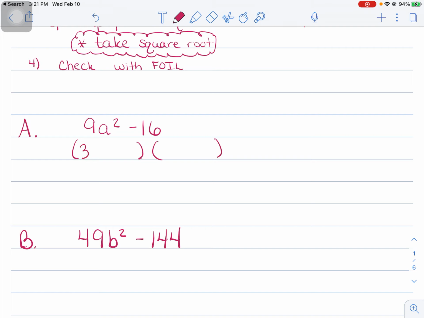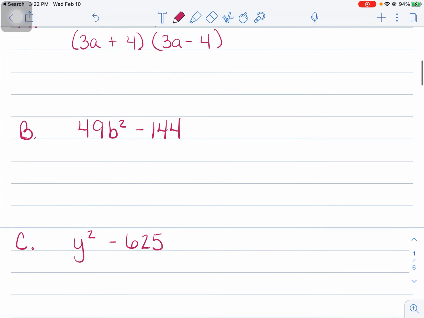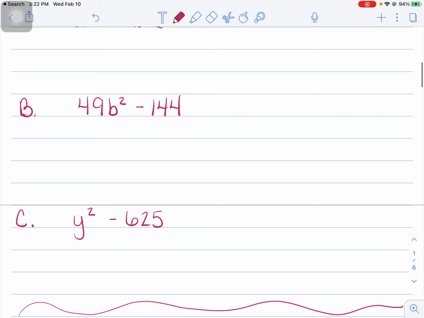The square root of 9 is 3 and 3. Split up the a squared, so I get a and a, and the square root of 16 is 4 and 4. Because I have no middle term, I know one's got to be positive and one's got to be negative. It doesn't matter which one I put first. Now let's try B and C. See how quickly you can do them.